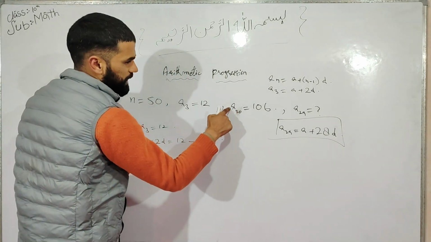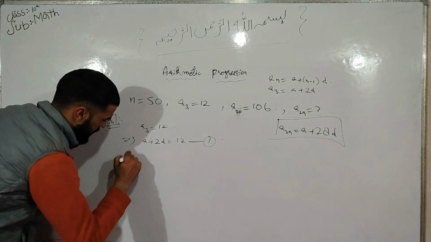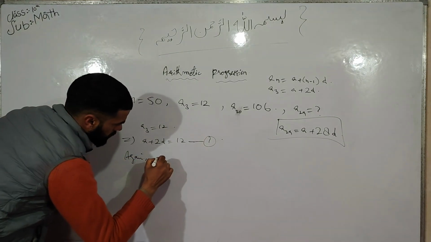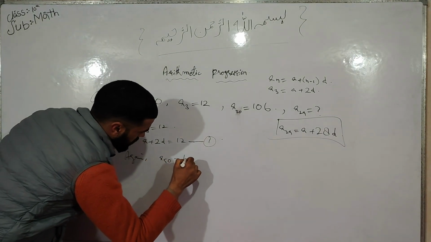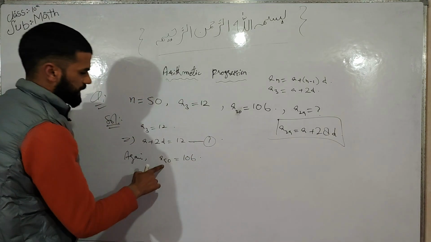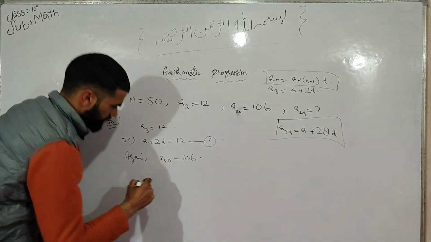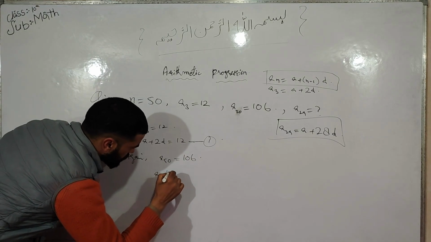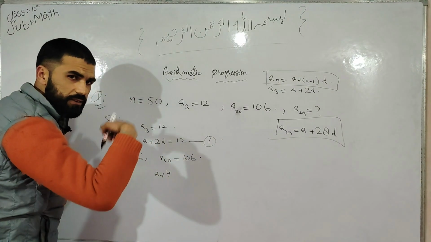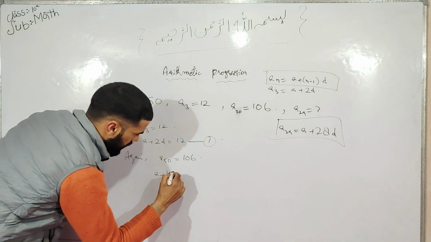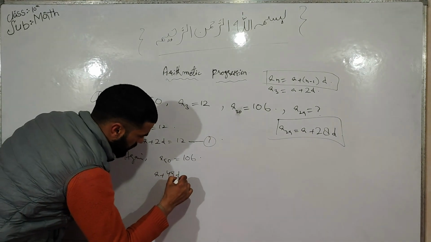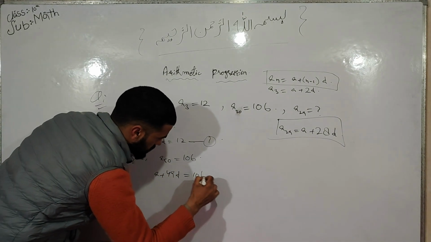Also we are given that A50 is 106. A50 is again by this formula a plus (n minus 1)d, that will be 50 minus 1, and 50 minus 1 is 49. So a plus 49d, and that is 106.